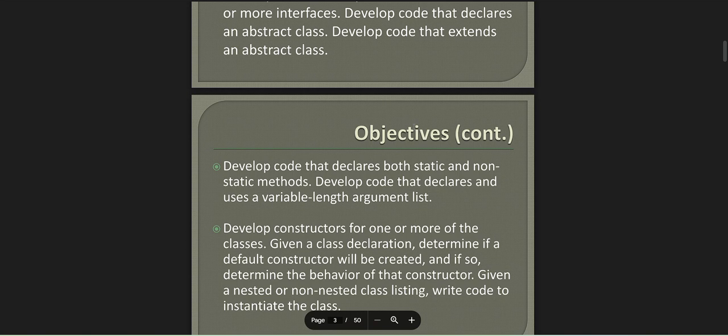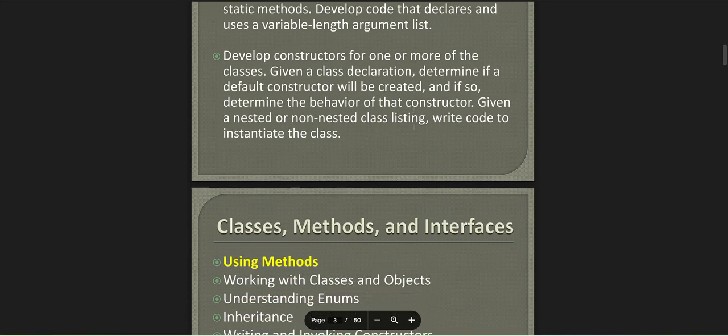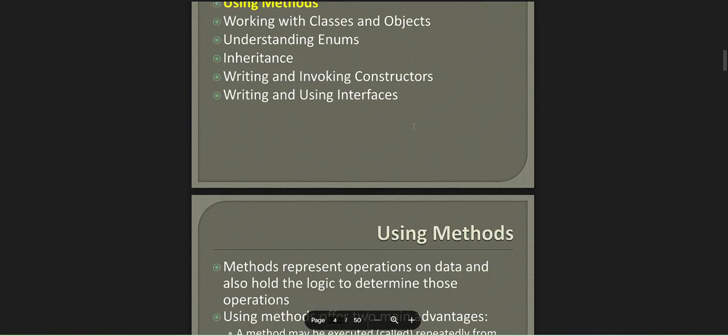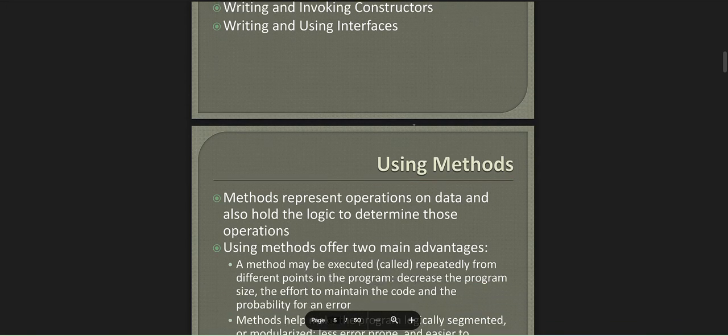Develop the constructor for one or more of the classes. Given a class declaration, determine if the default constructor will be created, and determine the behavior of the constructor. In the nested class listing, write code to instantiate the class method. A method represents an operation in Java and also holds the logic to perform this operation.